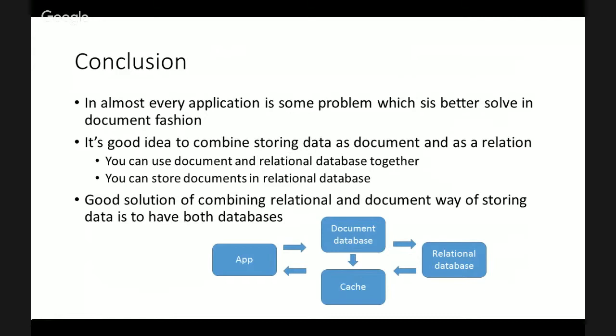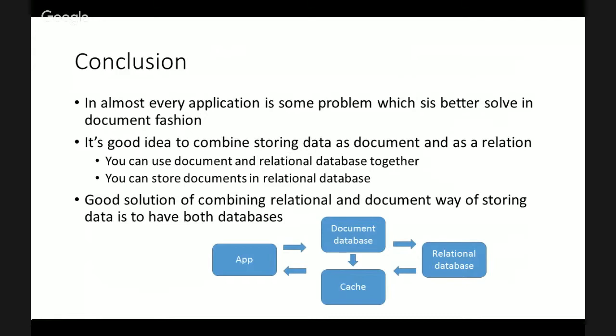I think everybody in your application has some problem which could be solved through documents. I'm not talking about a document database, but about documents. So I think it's really good to think about it: is this a typical relational problem or a typical document problem? And store it based on the answer to this question.